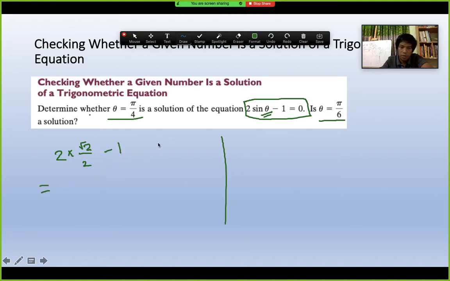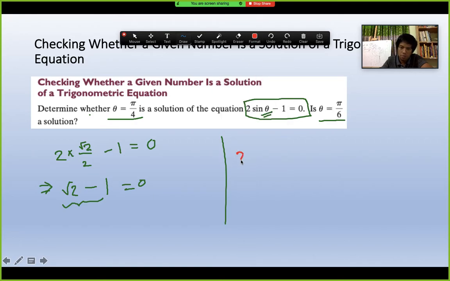Then if you do the calculation, we can write the other side also, that's okay. 2 cancels out, then we have root 2 minus 1. If you write the whole thing, this equals 0. And now you can see that our left hand side is actually not equal to 0. Root 2 minus 1 is not equal to 0. We know that these two are some numbers, and if you subtract them, they will never be 0.